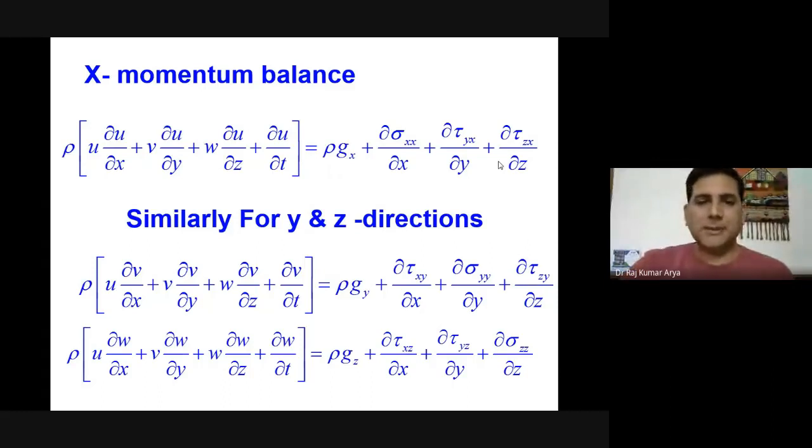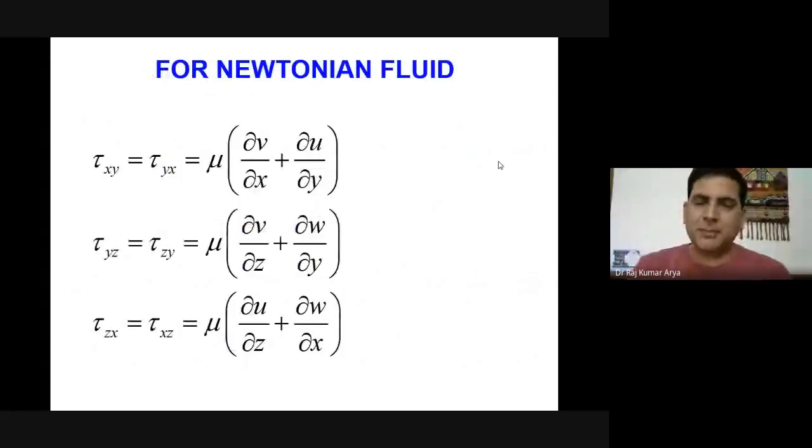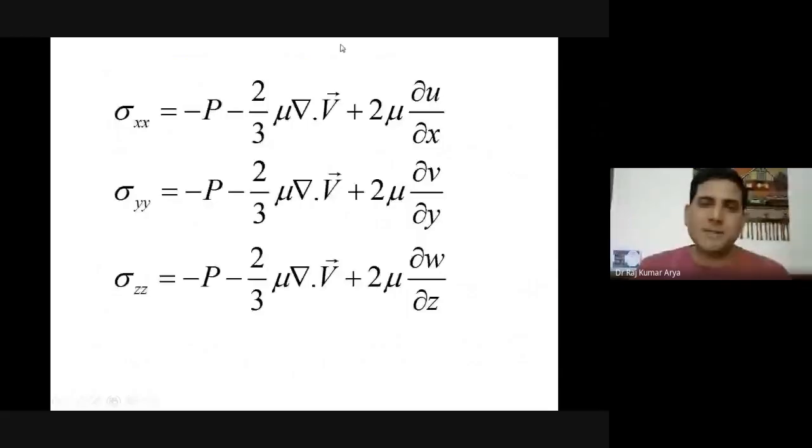So I would just give you some hints. For a Newtonian fluid, your tau yx or tau xy is given by this. Tau zx or xz is given by this. And tau zy is given by this. Sigma is given by these expressions, minus p plus 2 by 3 mu del dot v, and this one. So you have everything. Substitute there and try to get the equations, and whatever you get by substituting would be known to you as the Navier-Stokes equations.